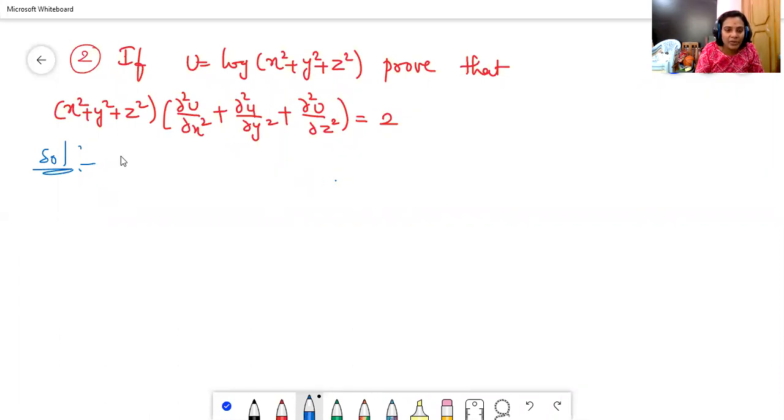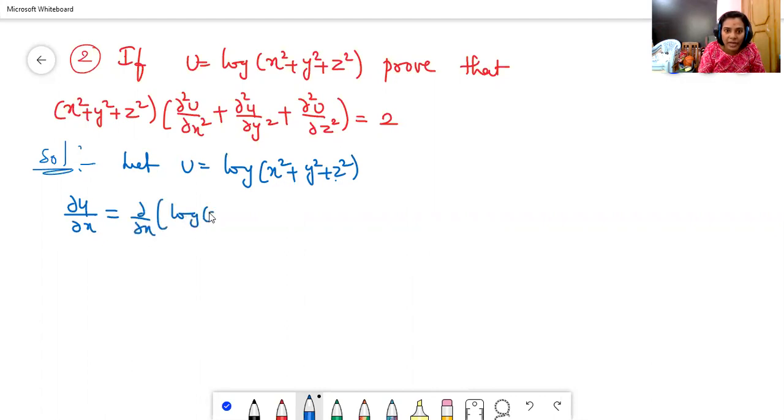First, we take the function they have given. Let u equal to log of (x² + y² + z²). What is the differentiation of log x? That is 1 by x, and x differentiation is 1. In the same way, we can find ∂u/∂x, which is ∂/∂x of log of (x² + y² + z²).